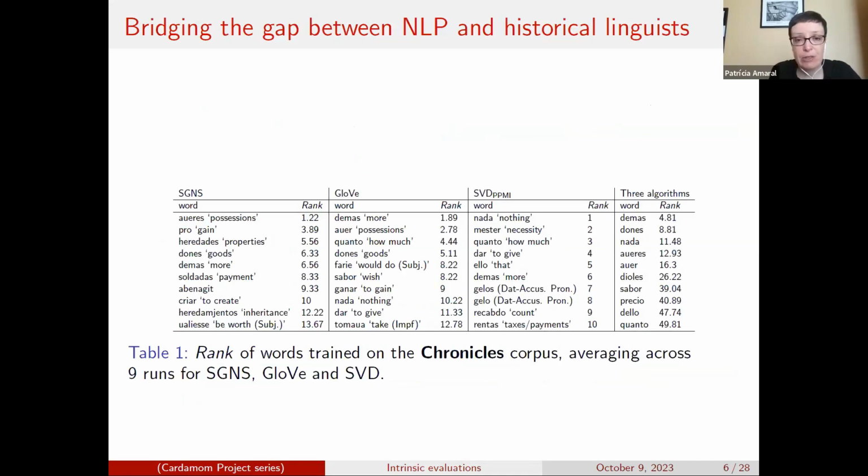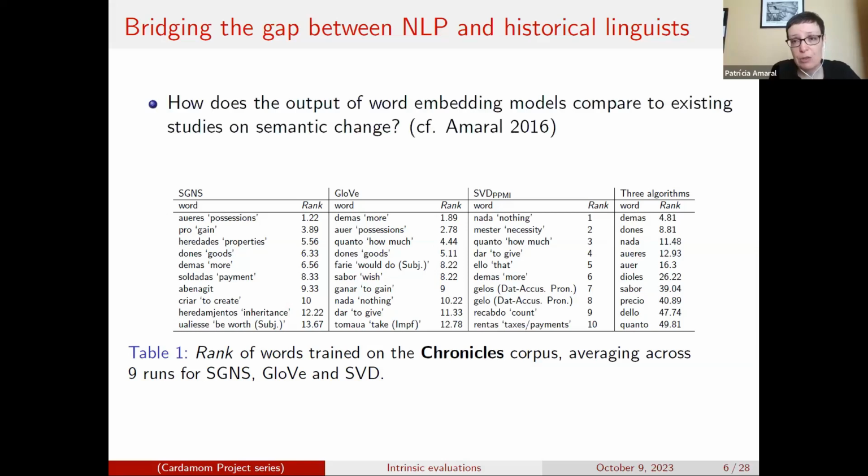Okay, so I'm giving you here an idea of what we did for the Spanish project, the one on algo. And like I said, our goal has been to really bridge the gap between historical linguistics and NLP. So we were interested in finding out how the output of word embedding models compares to existing studies on semantic change. We used a paper that I wrote some years ago in which I looked at the semantic change of algo, basically looking at the Corpus del Español, which is a fairly large corpus that requires a platform, so what you get is concordances that you can go through.